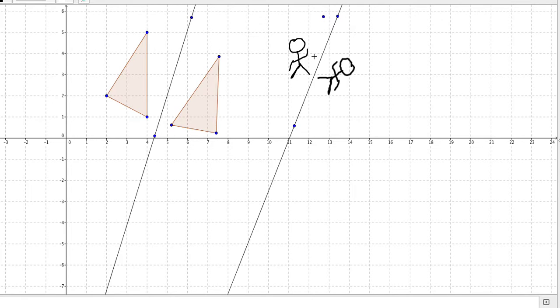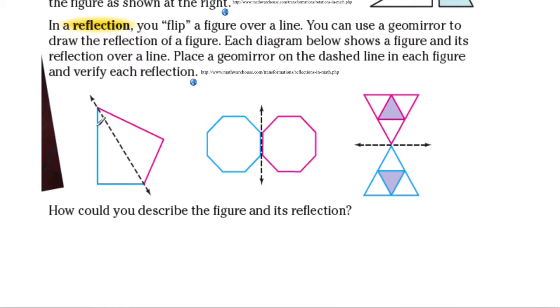So reflection is basically flipping the figure over a particular line. And that's the same way with our examples right here. This figure was flipped over that line of reflection. This blue figure was flipped over this line of reflection. And this figure was flipped over that line of reflection. So a reflection is basically flipping the figure over a particular line, and that's your line of reflection. And those are our three transformations.